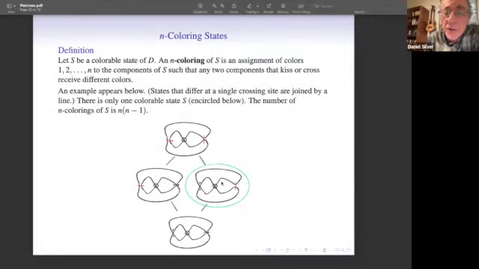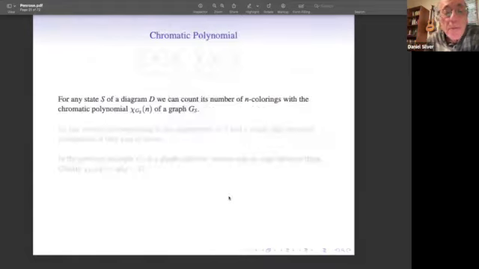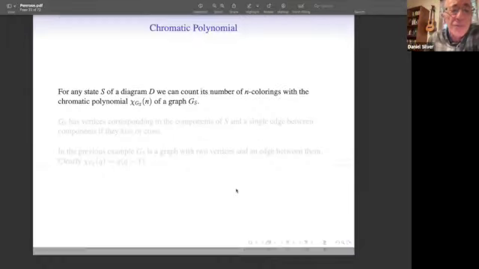We've got two components, and notice that each one crosses. If I wanted, I could color these so that one of them is colored with n colors, and the other one would be colored with n-1 colors, and this would be an n-coloring of this state. For any state of a diagram, we can count the number of n-colorings with a famous chromatic polynomial of a graph that we construct, G_S.